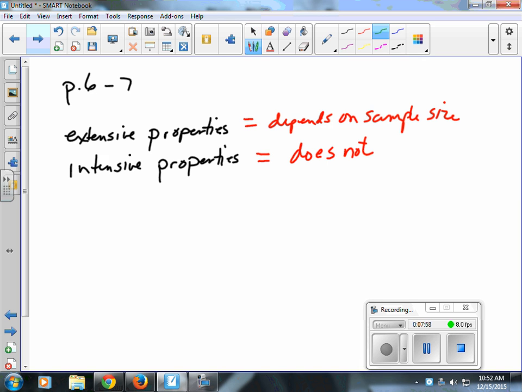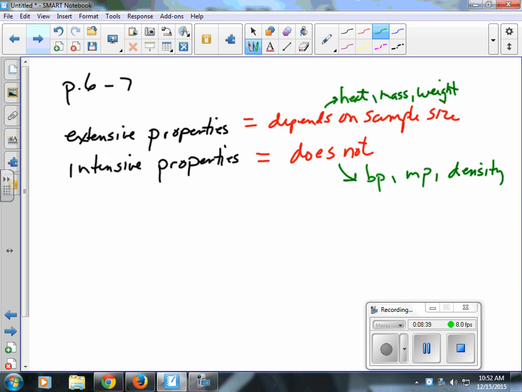So examples of extensive properties would be like heat, mass, weight. Intensive properties would be like boiling point temperature, melting point temperature, and density. Oh, another good one for extensive: volume.